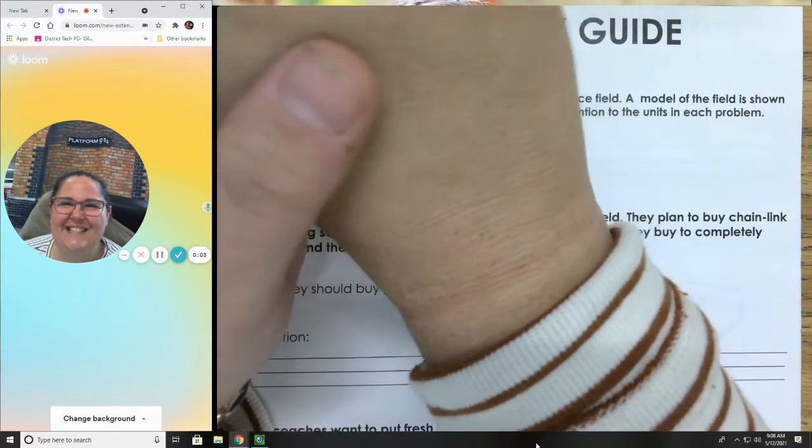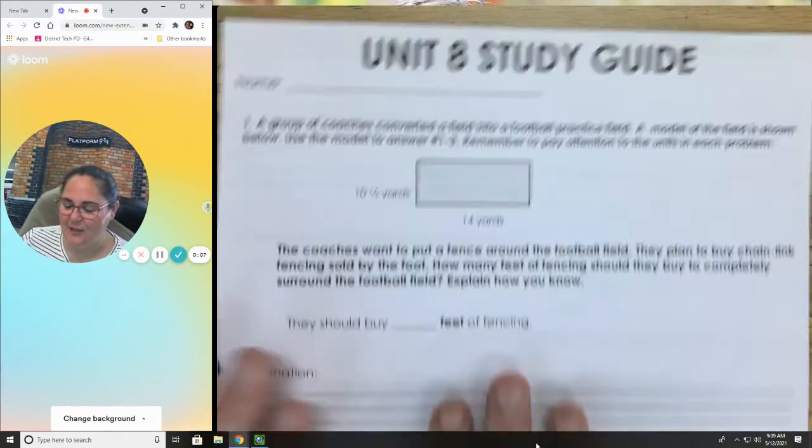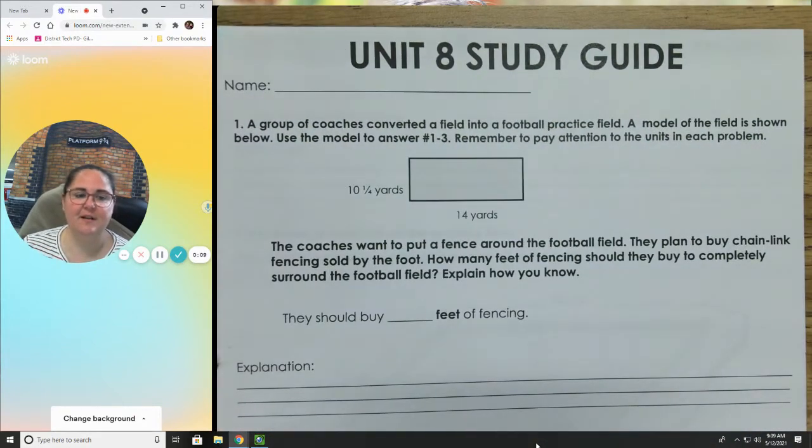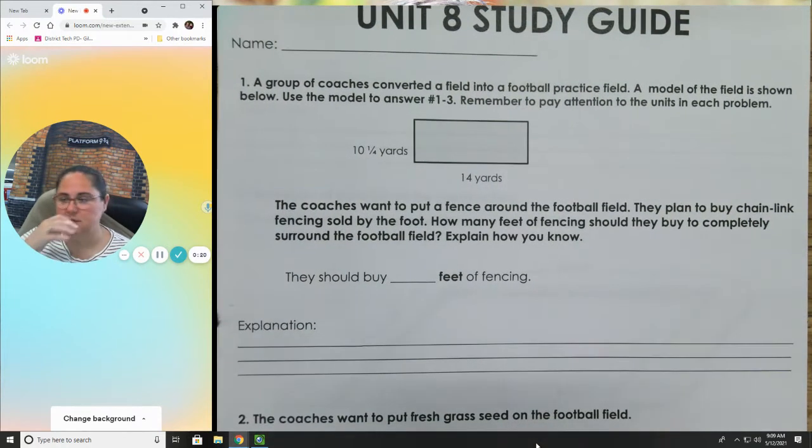Welcome everybody to today's lesson. We are going to be working today on the Unit 8 study guide. So we're going to go through questions that are going to be very similar to the questions that you're going to have on the Unit 8 test, just to get you ready, talk about how we solve them, and take some notes. So those of you that want to study and practice and do what you need to do to pass this test, this video is going to help you tremendously.